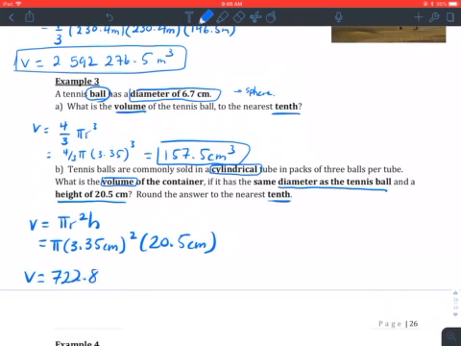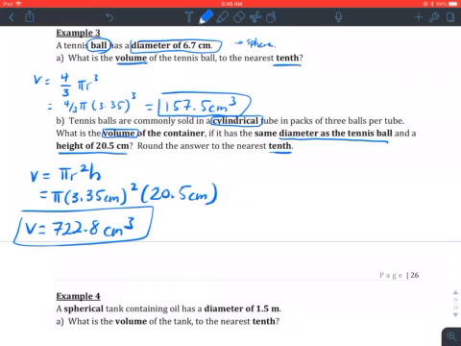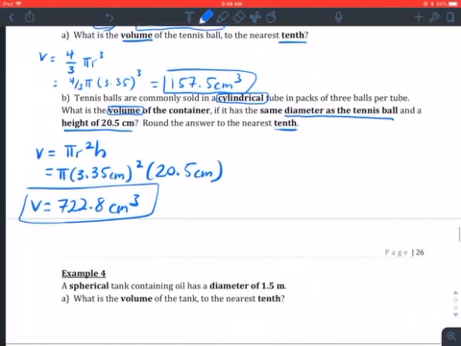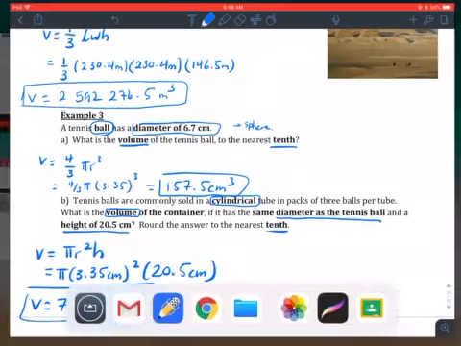and we get 722.8 centimeters cubed as our final answer. So as you can see already, the volume formulas are much shorter and a lot easier to work with. Okay, so we'll end it there, and we'll do the last 2 examples, numbers 4 and 5, in another video.